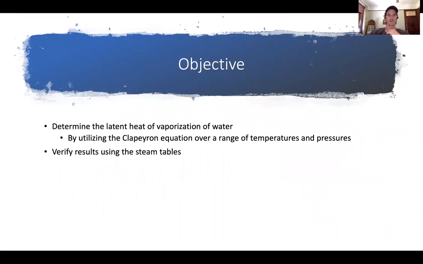Our objective is to determine the latent heat of vaporization for water by utilizing the Clapeyron equation over a range of temperatures and pressures. And we want to verify our results using our steam tables.